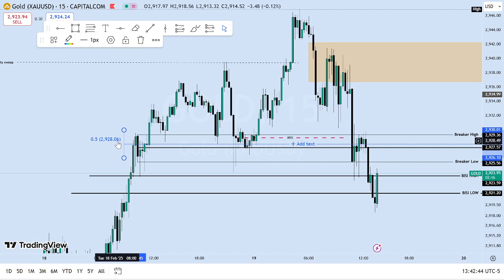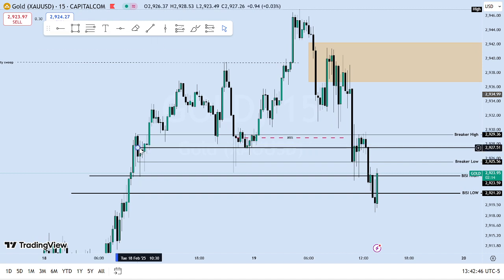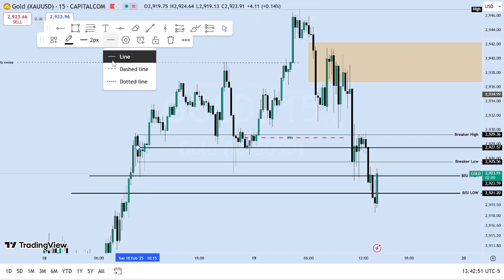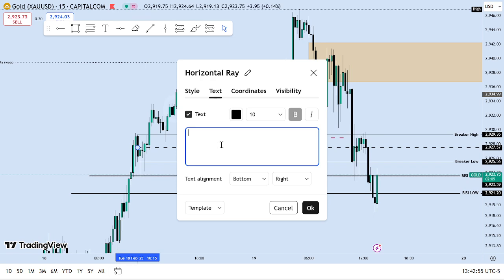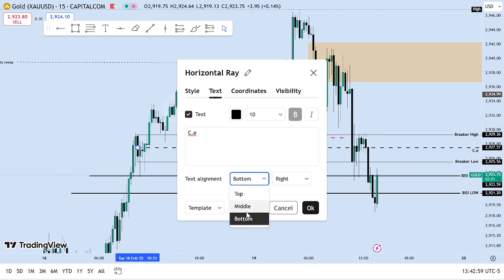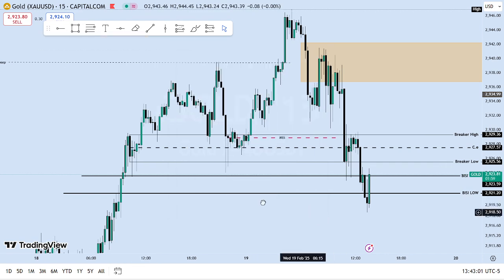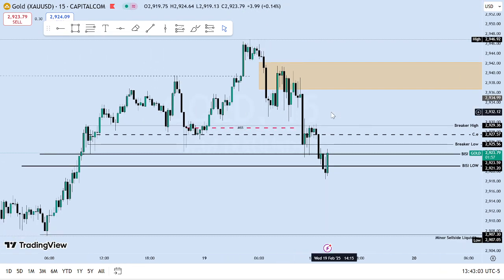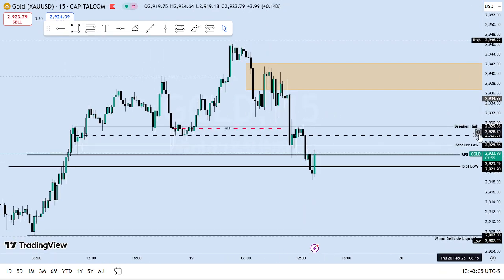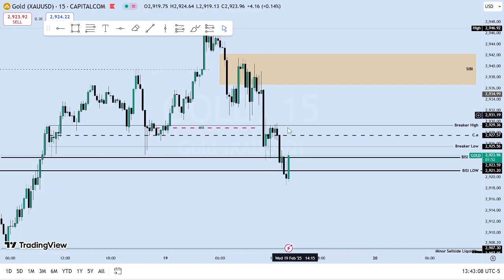Then you can remove it now. So here is our breaker 50%, the consequent encroachment. You can put it at the middle there. You can see the real price action in 15 minutes now. We are trading inside the breaker. We break below it. We have an inefficiency here.